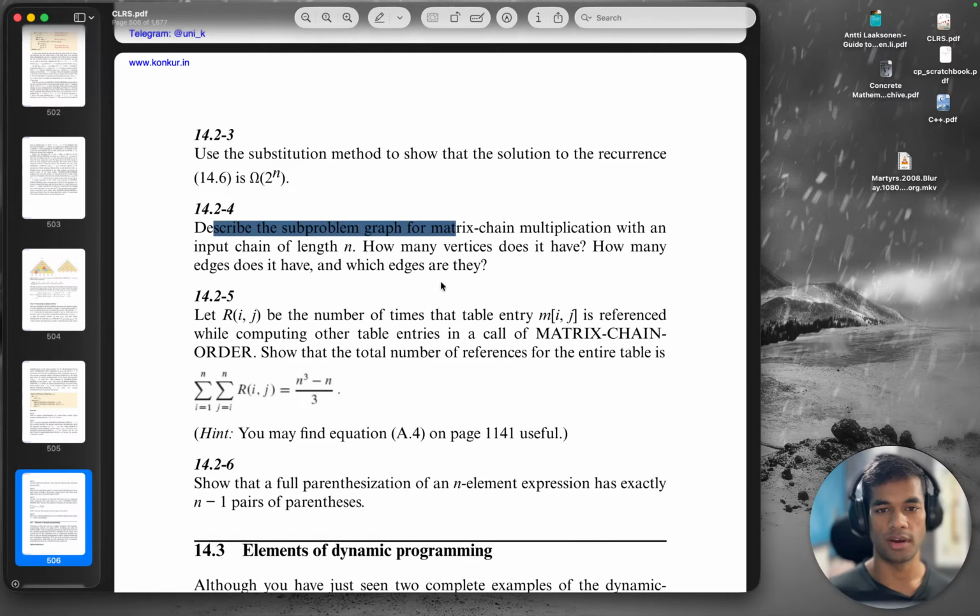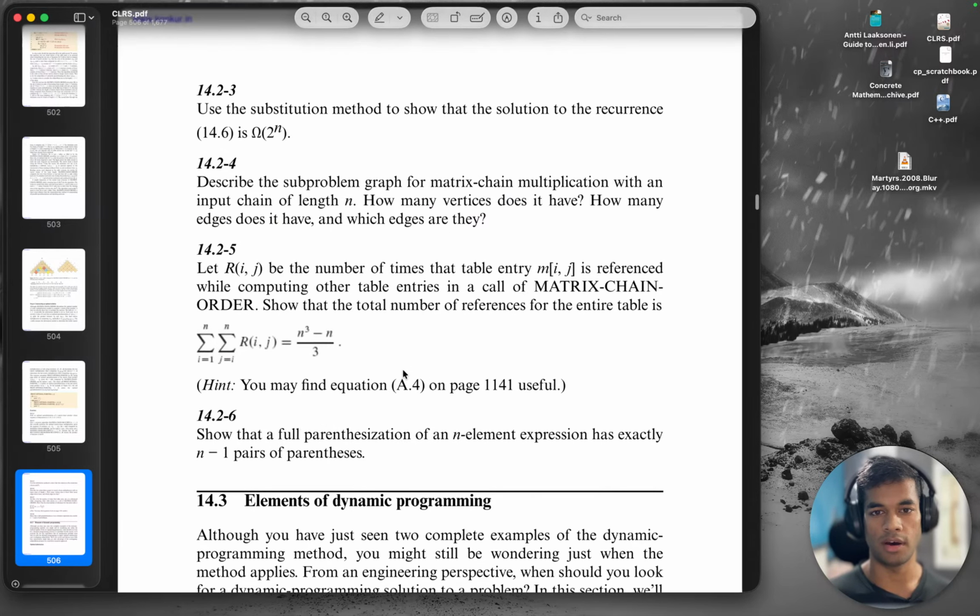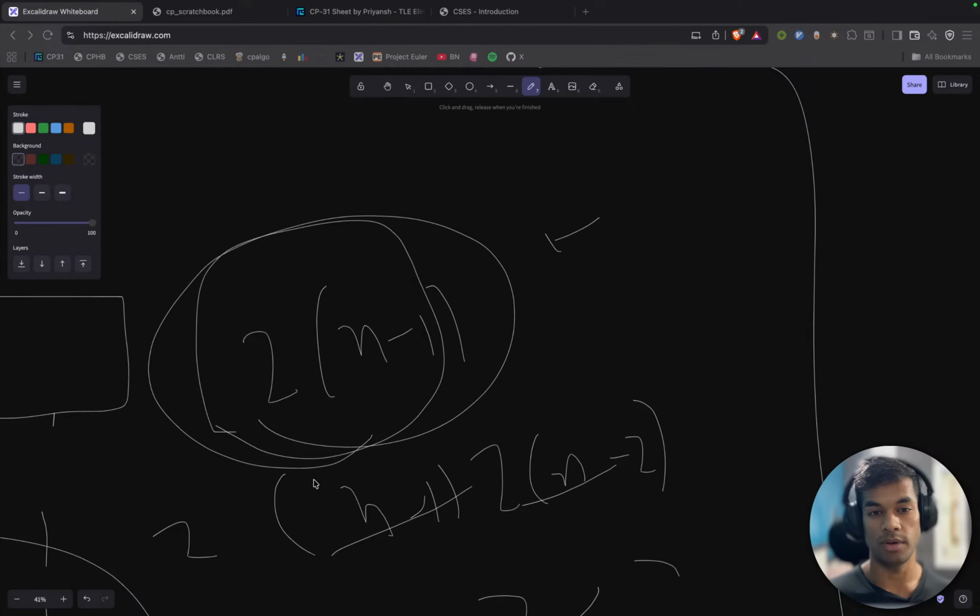Describe the subproblem graph for matrix chain multiplication with an input chain of length n. Subproblem graph. Okay. How many vertices does it have? And how many edges does it have? And which edges are they? That would be a good question.